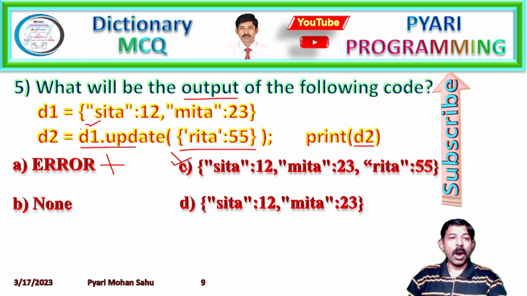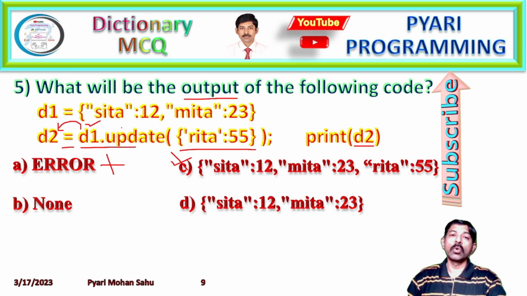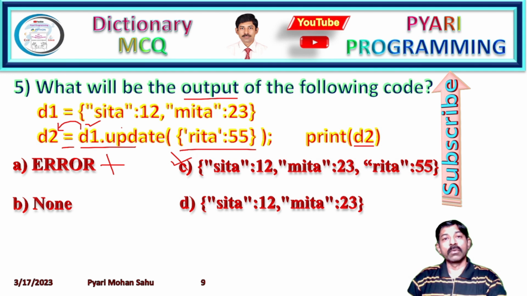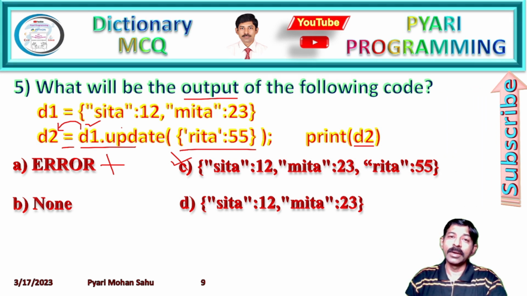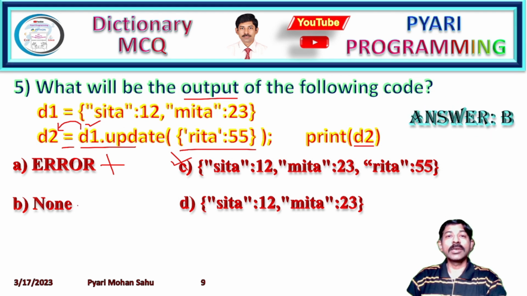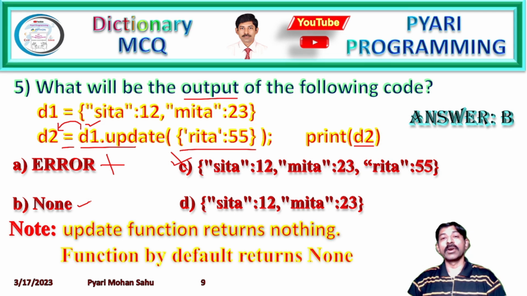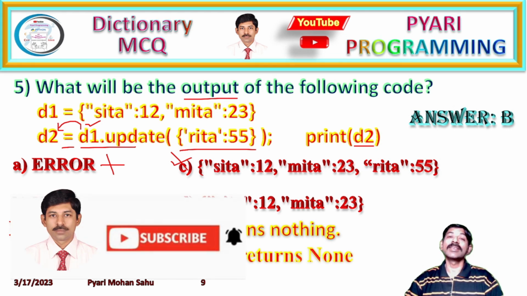Now over here, updated value of the dictionary is assigned to D1. Can we call it a deep copy? No, we cannot. Even though assignment operator is used over here, it is going to store the return value of your update function. What is the return type of update? It is not returning anything. If the function is not returning anything, what is it returning? It's none. So answer is option B, none. And here is a note for you. Update function returns nothing. Function by default returns none. So that's why answer is none.